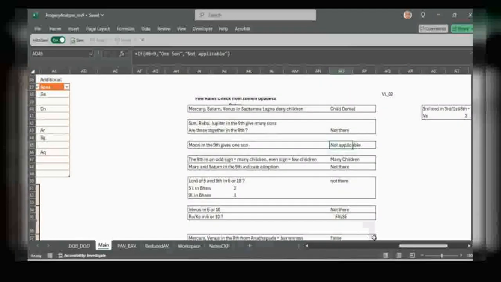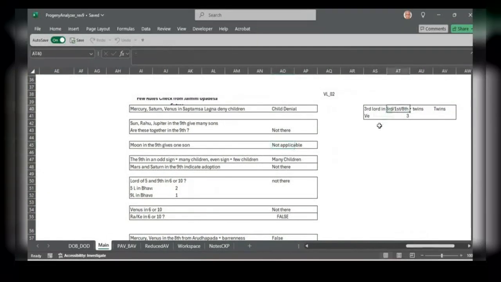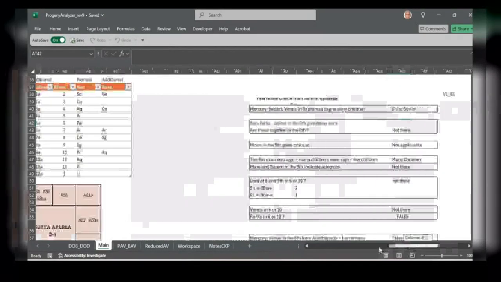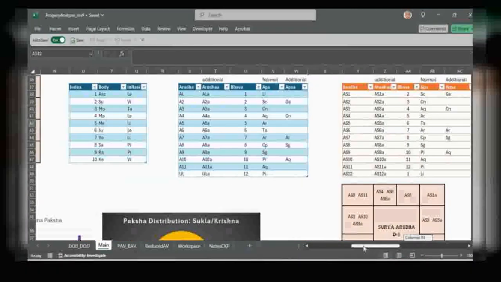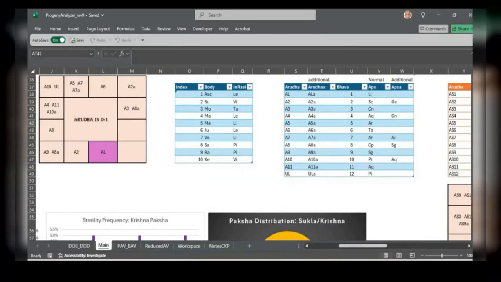Even twins were there: third lord in the third, first to 8th gives twins. So in this case, I have found who the third lord is and where it is placed. It should give twins if at all, but macro and micro analysis already show no child, so this doesn't appear. In fact, this worked very well for my sister. These rules are very fascinating, and some work very strongly.